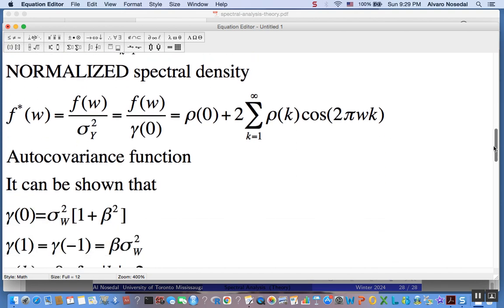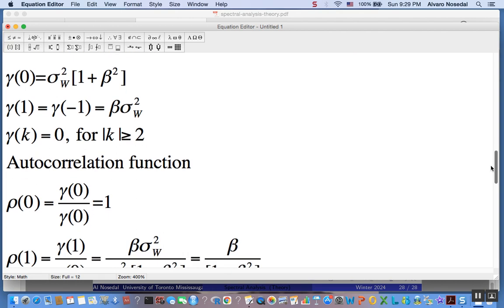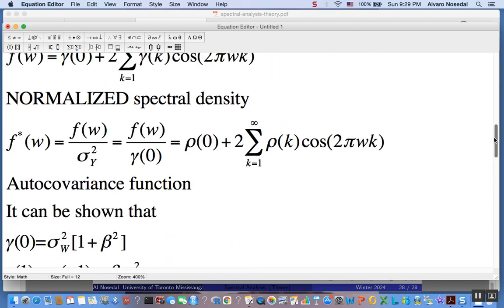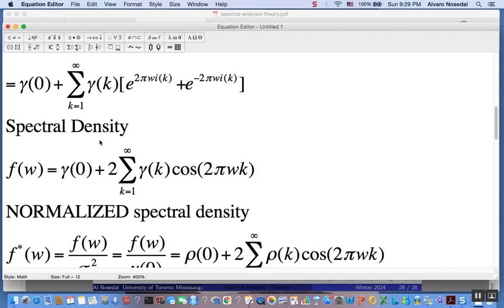And remember also, why are we interested in the spectral density? Well, when it's estimated with data, you end up with the periodogram. And the periodogram is a graph that allows you to identify the important frequencies in case you have seasonality present in your time series.